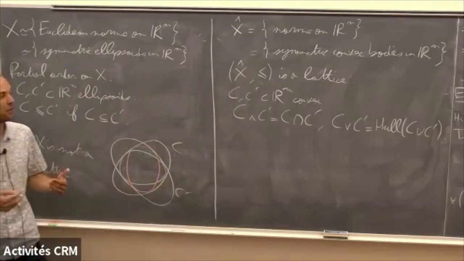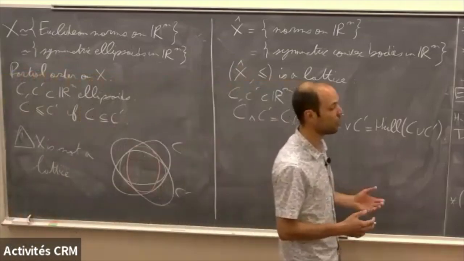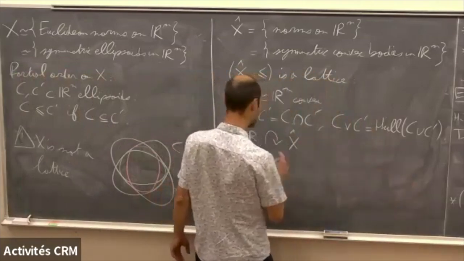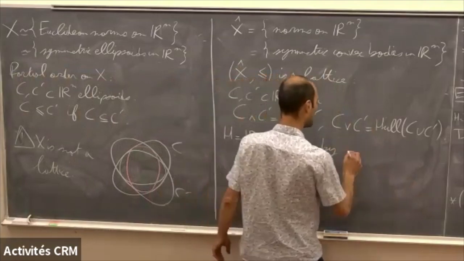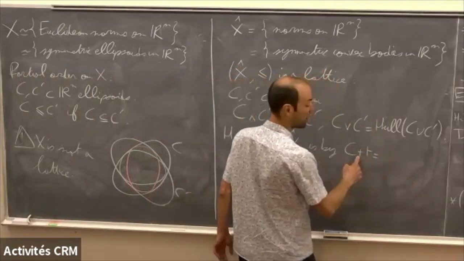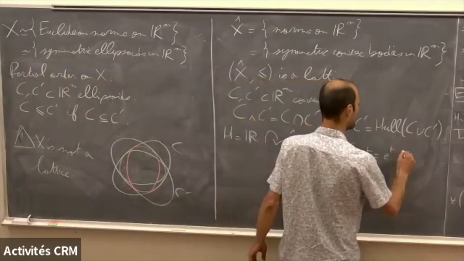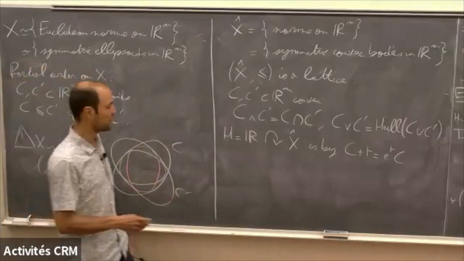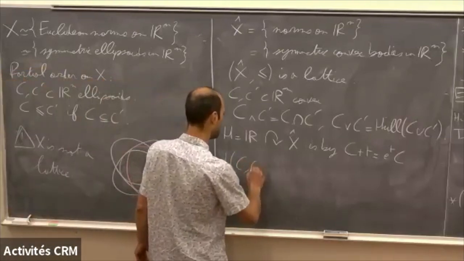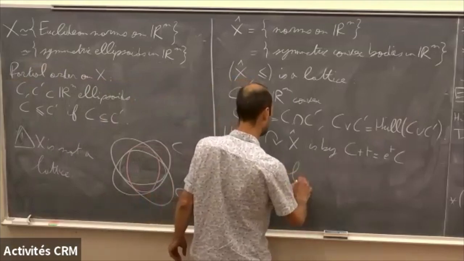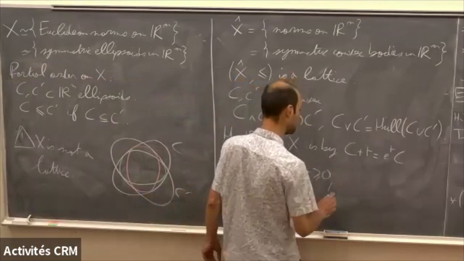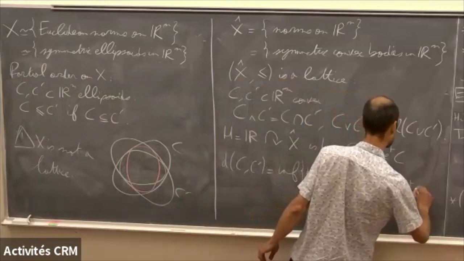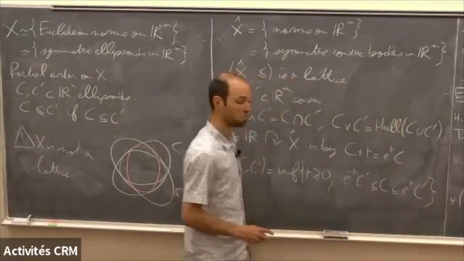So what we need is some nice action of a one parameter family. Well, it will just be the scaling action. So the action on X hat, which I denote additively here, would just be exponential t times c, the scaling. And now the distance d between C and C prime, what is it explicitly? It is the infimum of all positive t such that exponential minus t c prime is contained in C, which is contained in exponential t c prime.